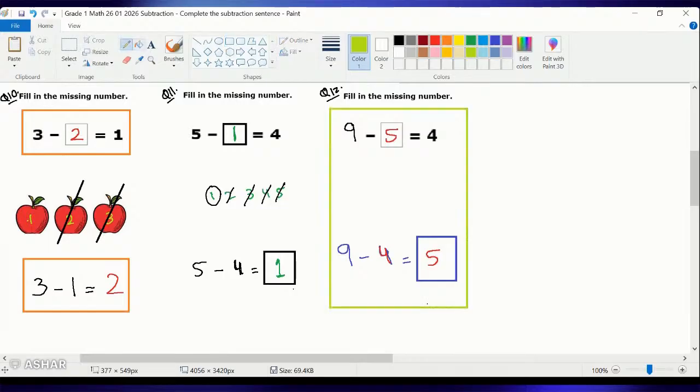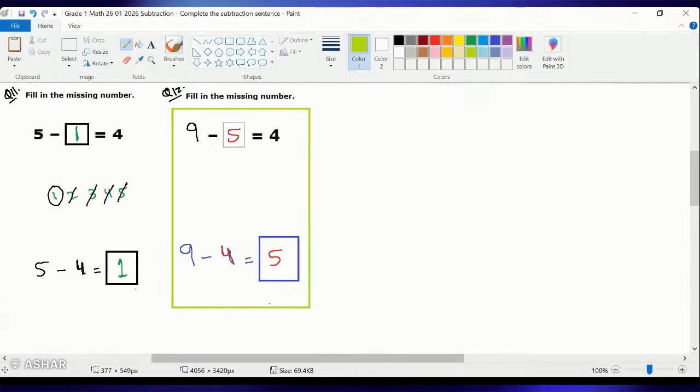Thank you. Let's have a look. Okay. Let's take a bigger number. I'll change the numbers value in this question. Question number 13. If question number 13 was given as this, 8 minus something was 3.